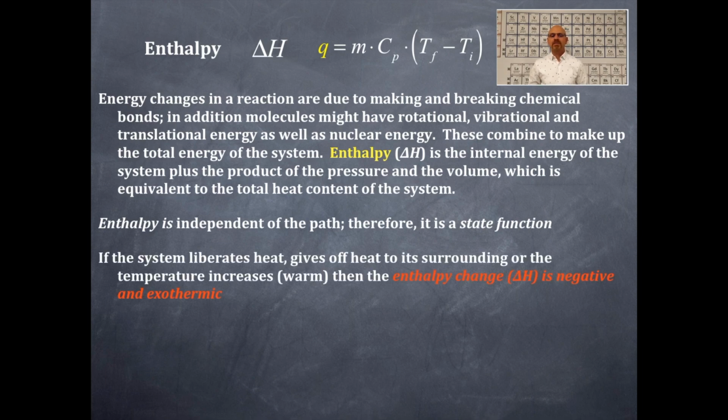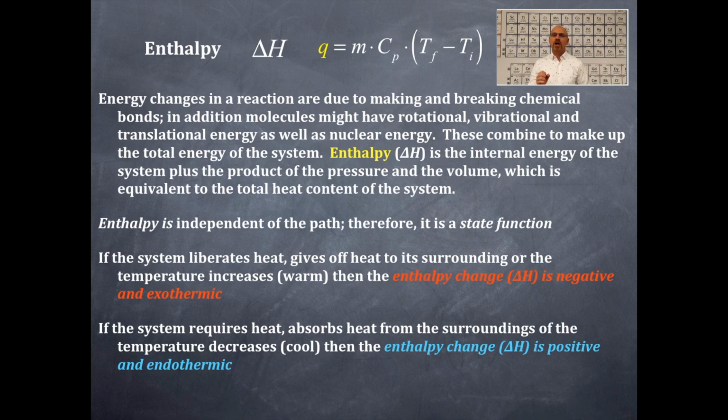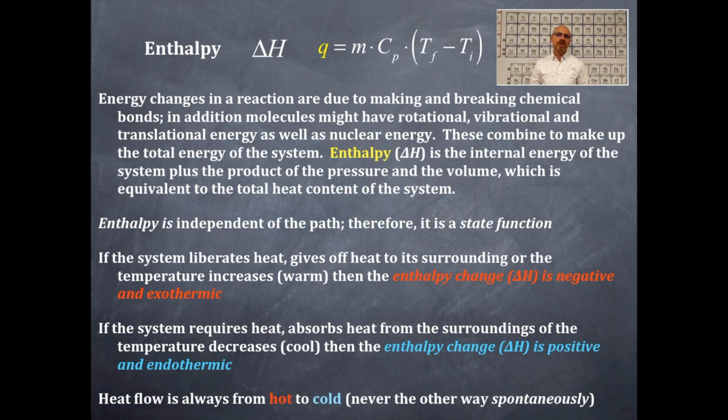Okay? If the system liberates heat, if it gives off heat to its surroundings or the temperature increases, i.e. it warms, then the enthalpy change, the delta H, is going to be negative, and it is exothermic. Okay? If the system requires heat, absorbs heat from its surroundings, and the temperature decreases or cools, then the enthalpy change, or delta H, is positive and endothermic. Okay, that's why the exothermic one is in red, the endothermic one is in blue. Exothermic, liberating heat, getting warmer. Endothermic, taking in heat and getting cooler. Okay? And then heat always flows from the hot object to the cold object spontaneously.